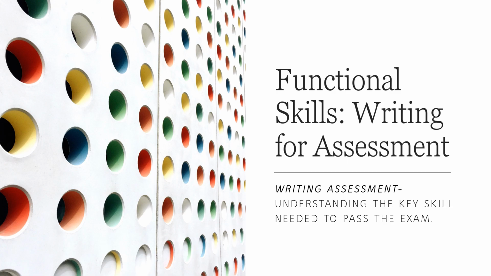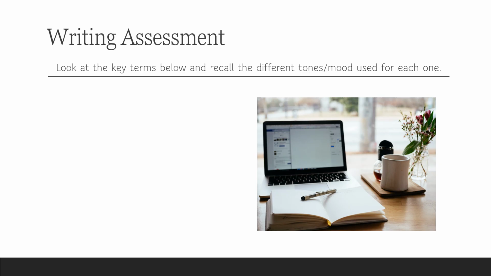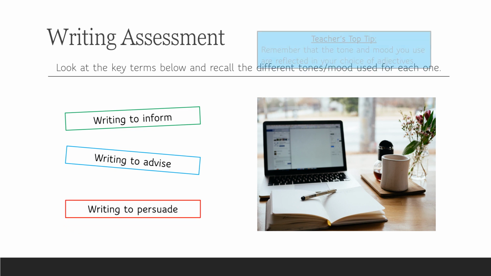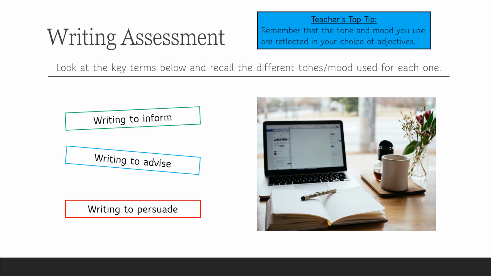Okay, so the first thing we're going to think about is there are key different terms that you need to be aware of when you approach the writing assessment. The first thing to think about is whether you're asked to write to inform, write to advise, or even write to persuade. These are going to be the three main areas that you need to think about.